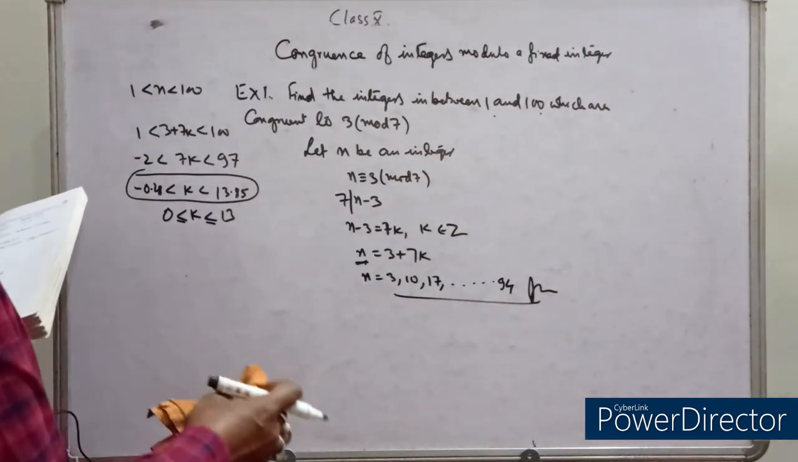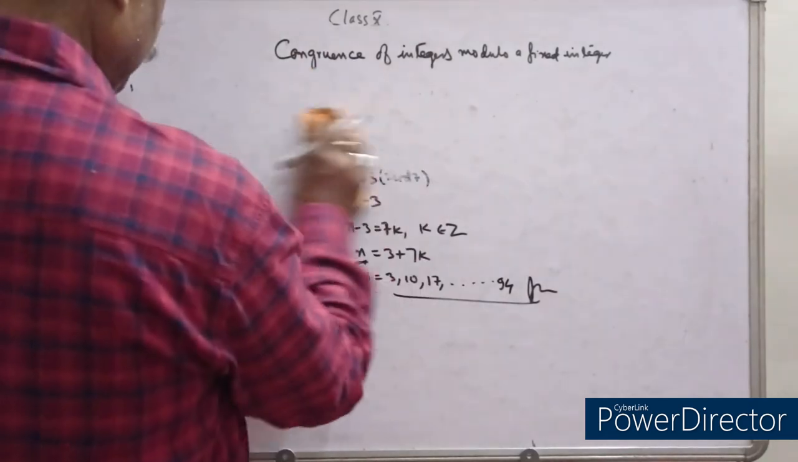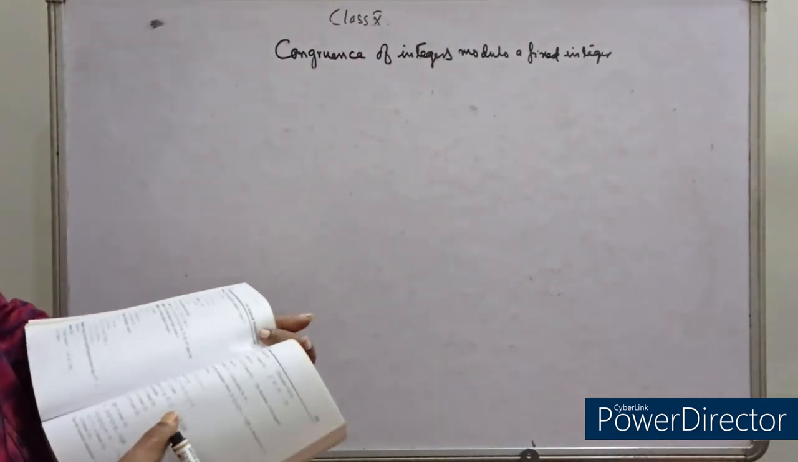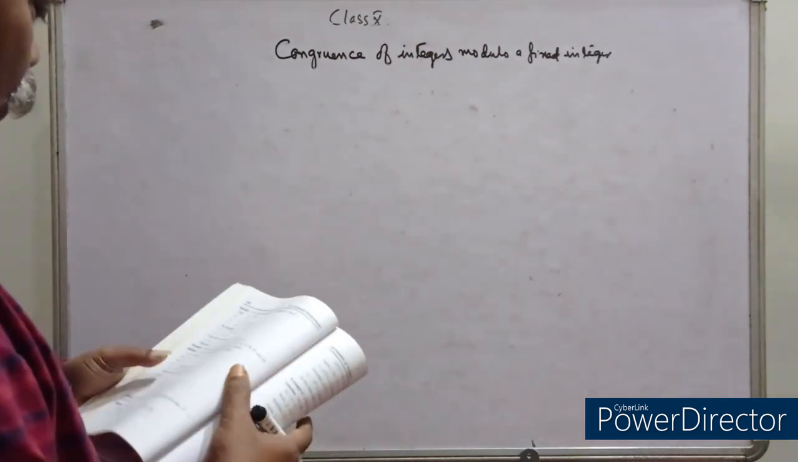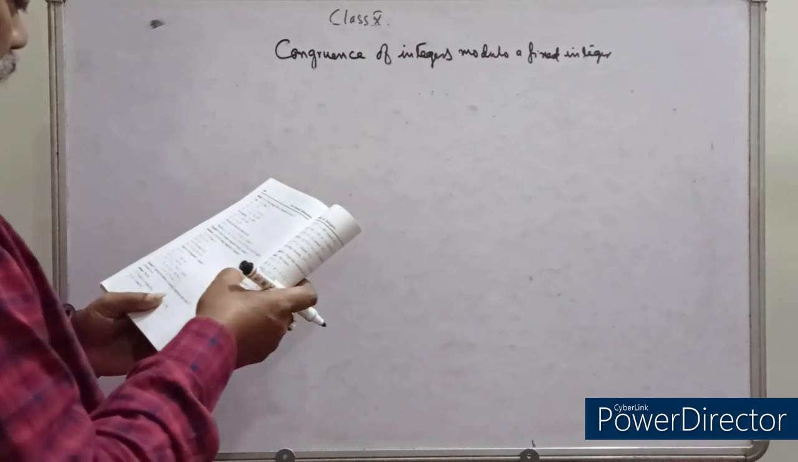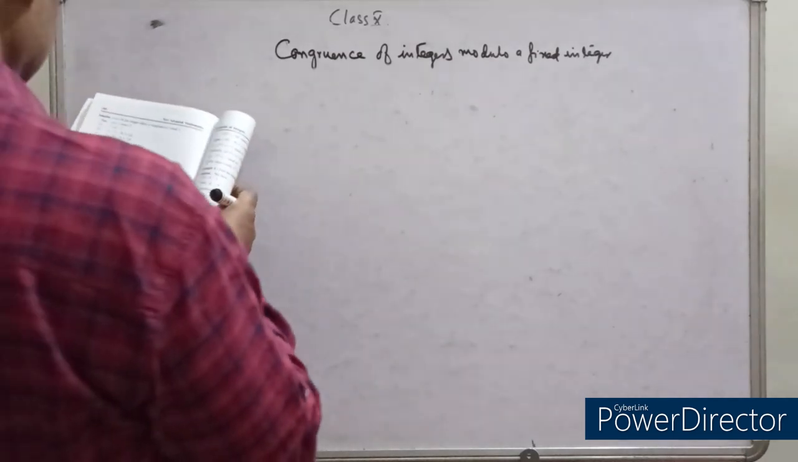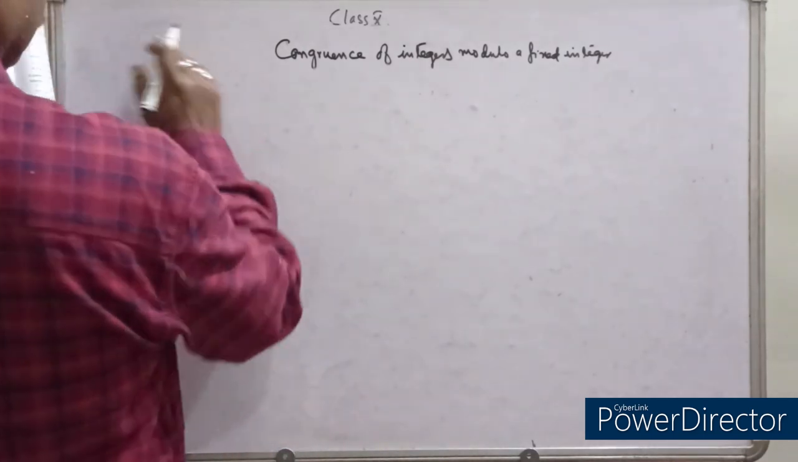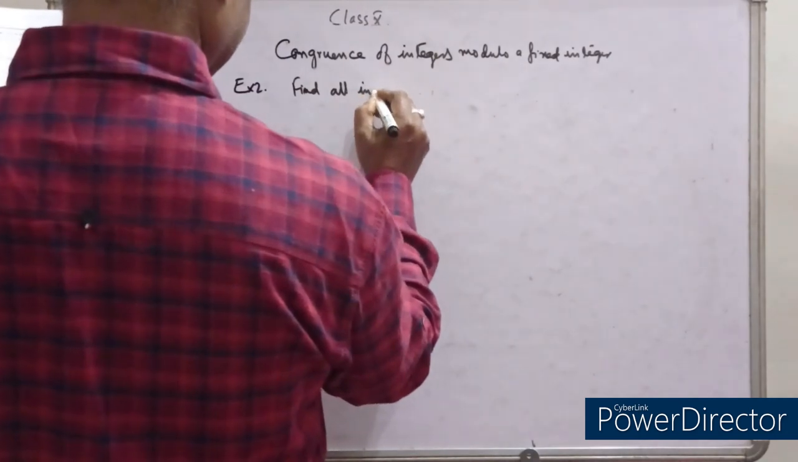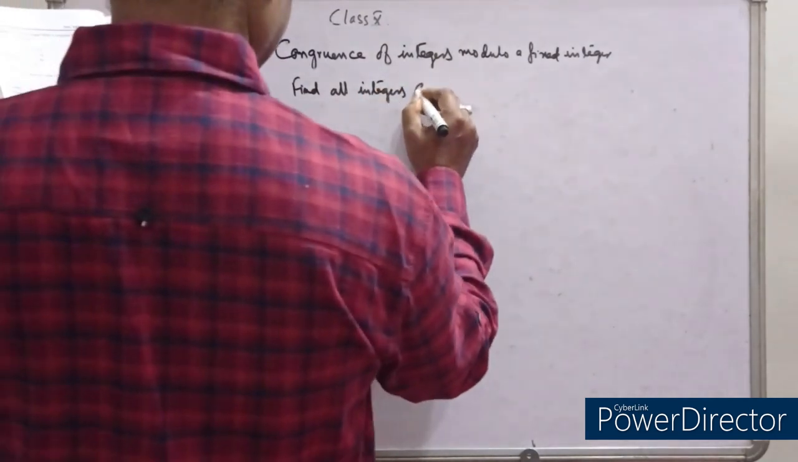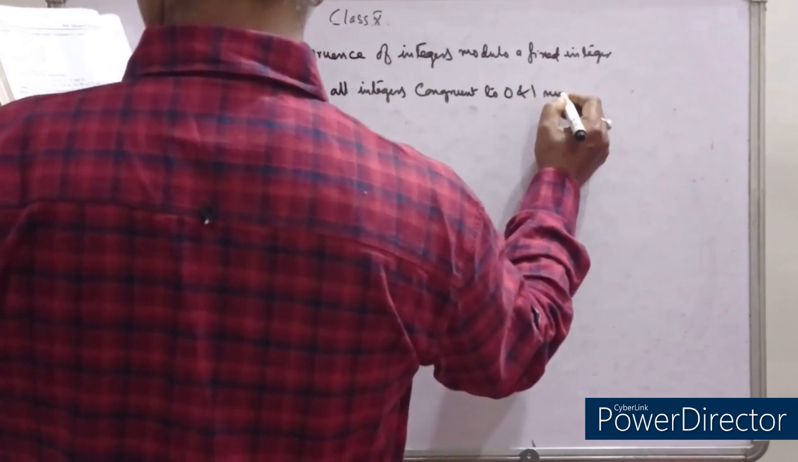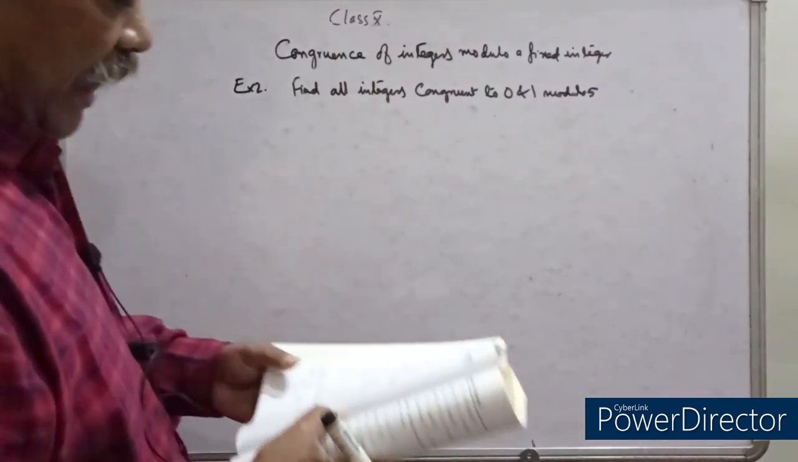Next example, that is example 2. Example 2: find all integers congruent to 0 and 1 modulo 5. Here two questions are lying in this example 2.